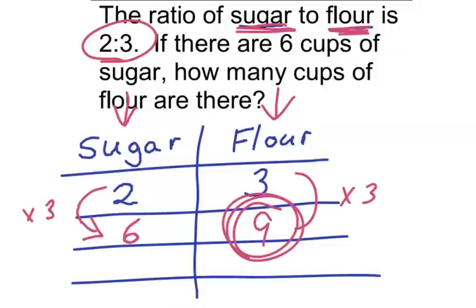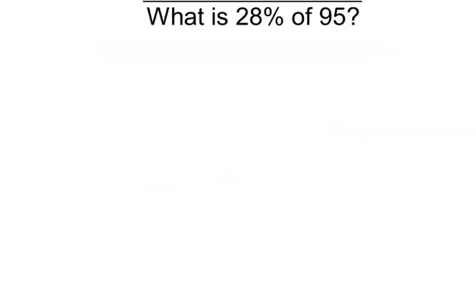There's our answer. How many cups of flour are there? There are 9 cups of flour. What is 28% of 95? So about a quarter of 95, right? Because 25% is close to that. So what is 28%? Remember our little secret.